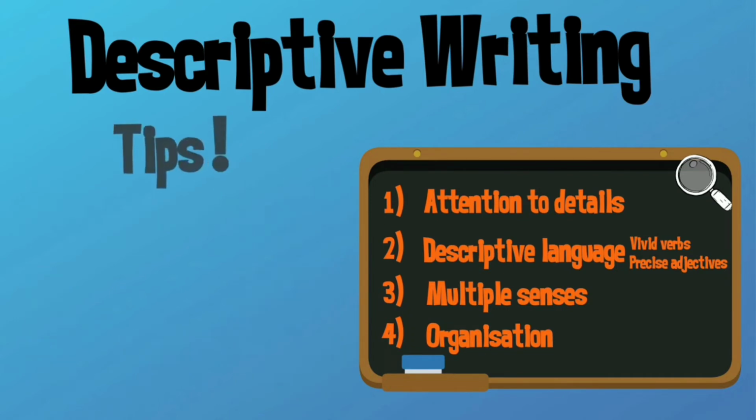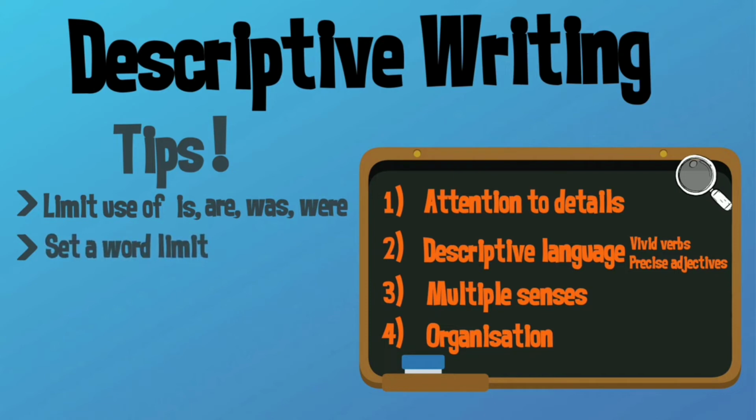Number one, limit your use of the verbs from to be. That is, are, was, were. Number two, set a word limit. This can encourage us not to waste words. If a word or sentence is not doing an important job for you, get rid of it.